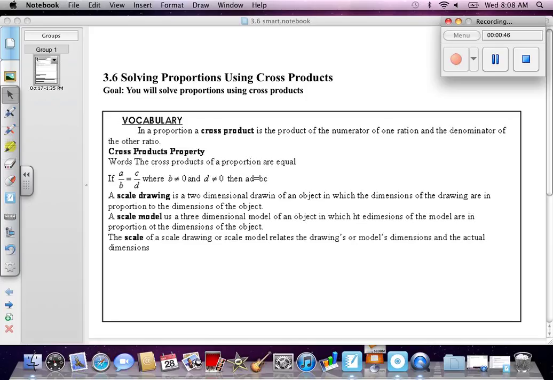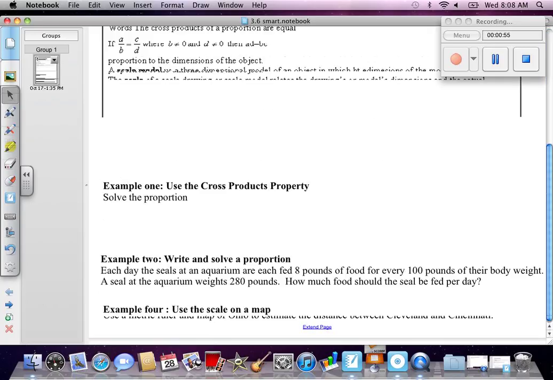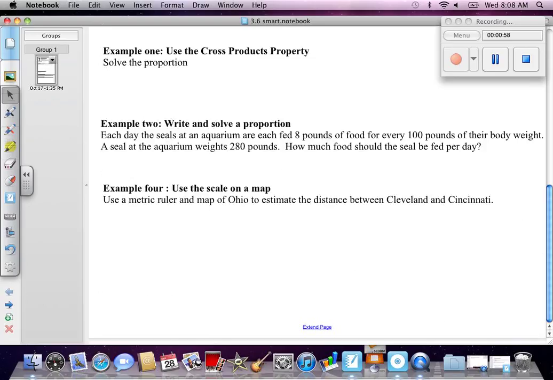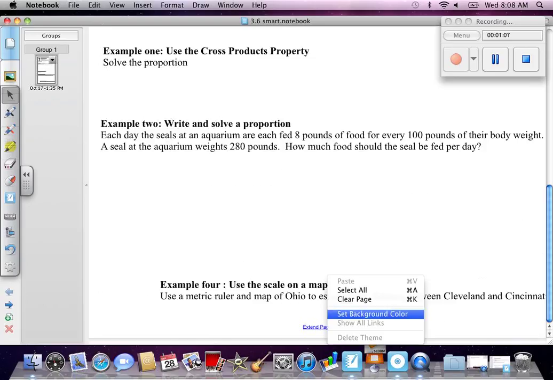Okay. So when we talk about the scale of a model or the scale of a map, that is just setting up a proportion. It's kind of showing a ratio and showing the difference between the two models.